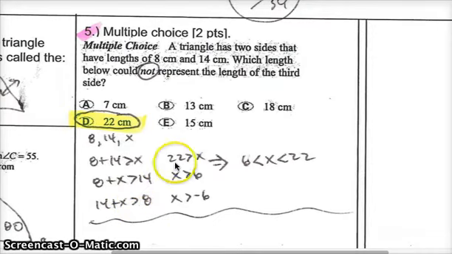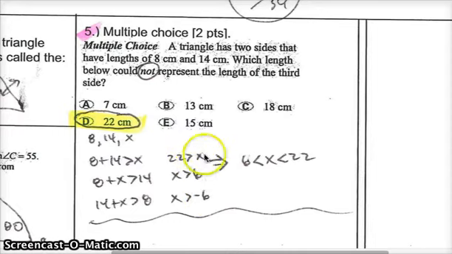When you solve here, you get 22 is greater than x. Subtract 8 here, you get x is greater than 6. And you subtract 14 from both sides, x is greater than negative 6. X being bigger than negative 6 doesn't make sense because a side length can't be negative. So you eliminate this one.